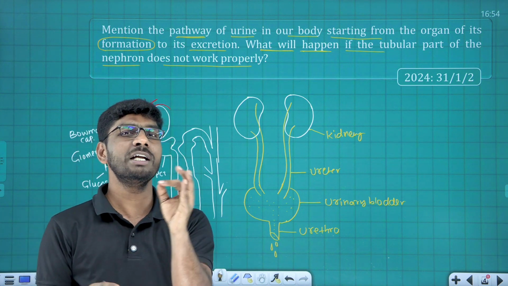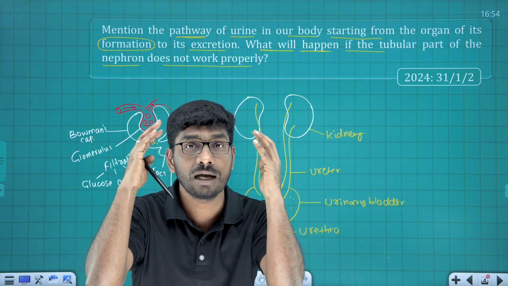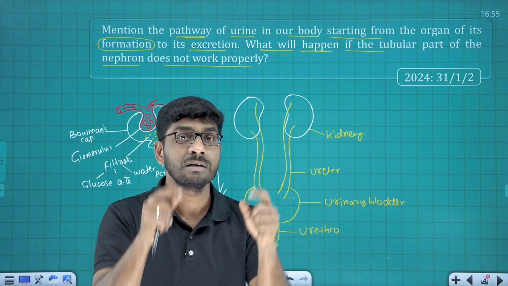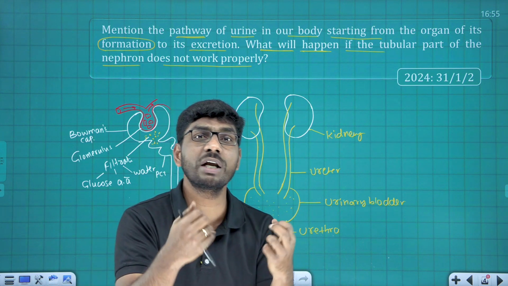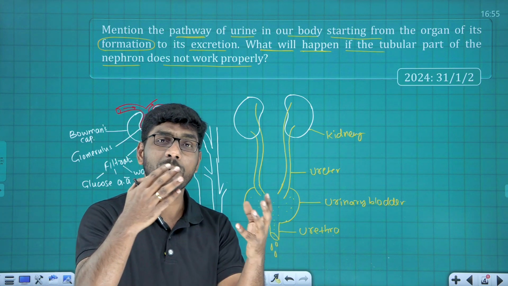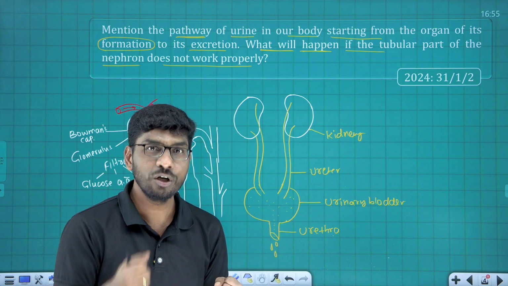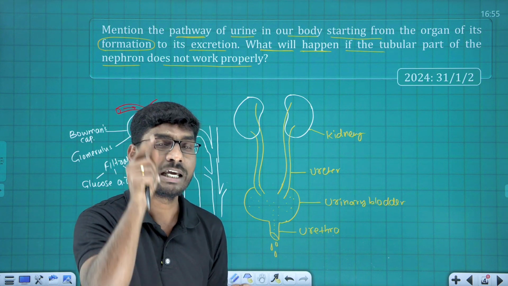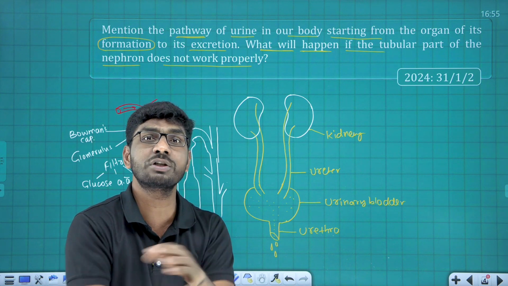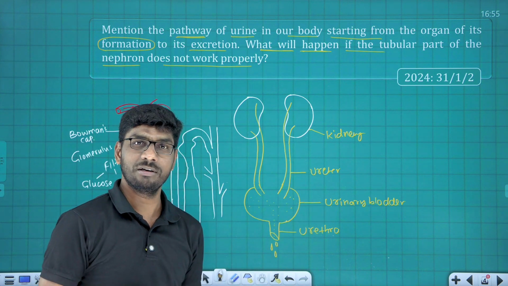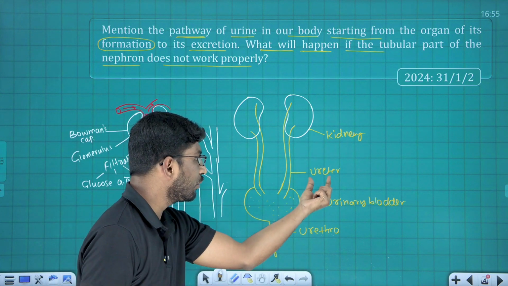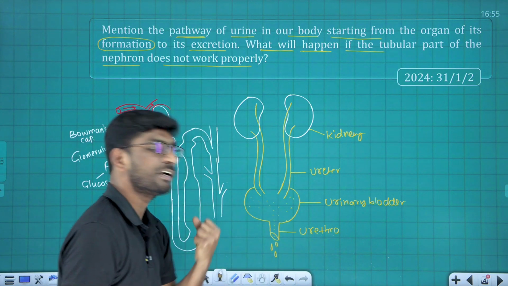That's the reason why, if you read this NCERT and recall the theory classes, kidneys are not only for the formation of urine, kidneys are also for osmoregulation, maintaining water balance and ionic balance in our body. So if the tubular part of a nephron is not working properly, reabsorption of essential substances does not take place. Remember. Am I clear? So what is the answer to the first question about the pathway? The pathway is from kidney to ureter, ureter to urinary bladder, then to urethra.